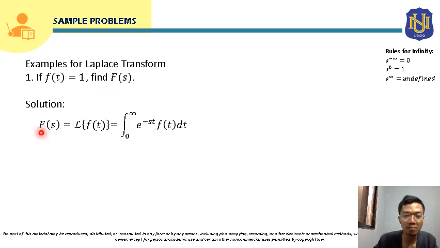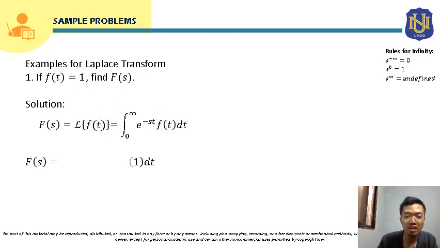Okay, to solve for Laplace transform. So this will be the Laplace transform of the given f of t, or time domain function, that is f of t, is equal to integral of e raised to negative st times f of t times dt from 0 to infinity. So we are just going to substitute the given f of t here, and here.